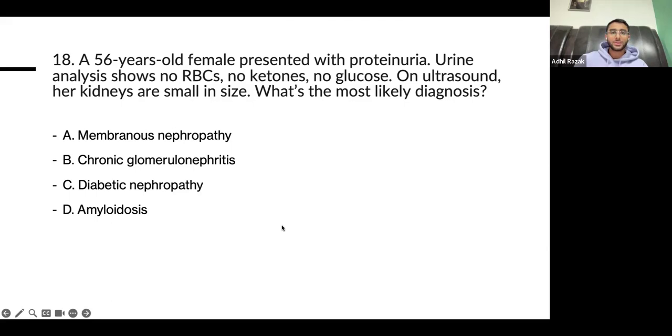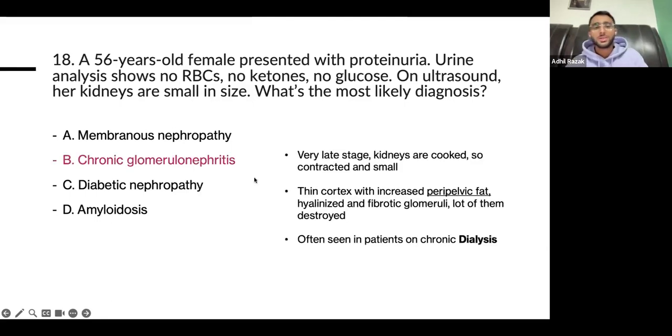Yep, the answer is B. It's chronic glomerulonephritis. When the glomerulonephritis, or kidney disease in general, gets very late stage, the kidneys are cooked. They contract and become small. They're destroyed. There's a very thin cortex with increased peripelvic fat. It just accumulates fat in there.